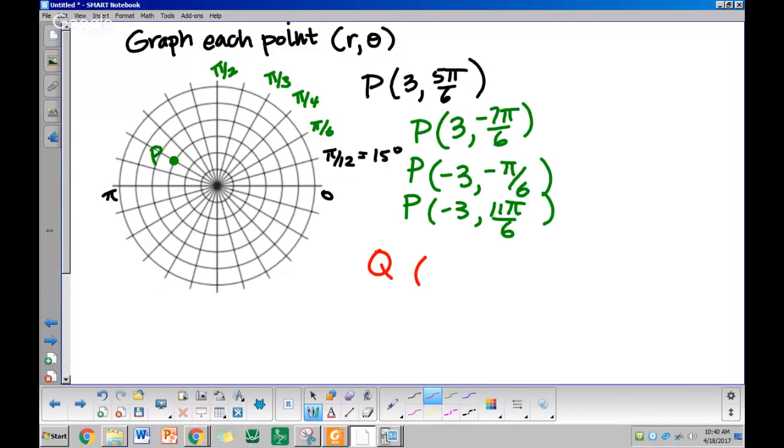You can do these on different graphs, but I'm just going to do it on the same one. Q is (2, 11 pi over 6). So I go out 2 on the polar axis and then rotate to 11 pi over 6, which will be right here. That's Q.